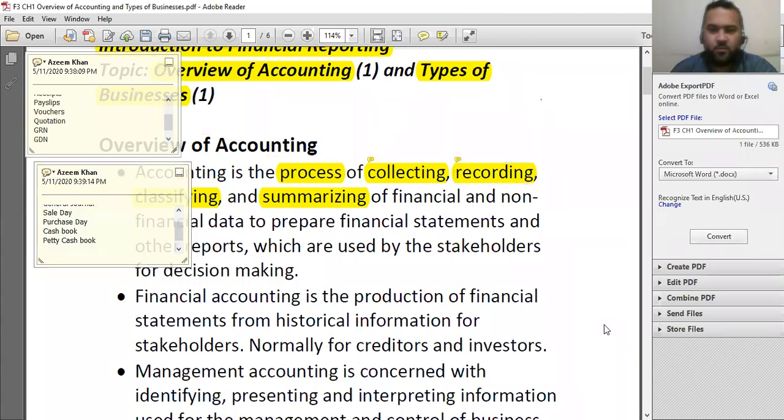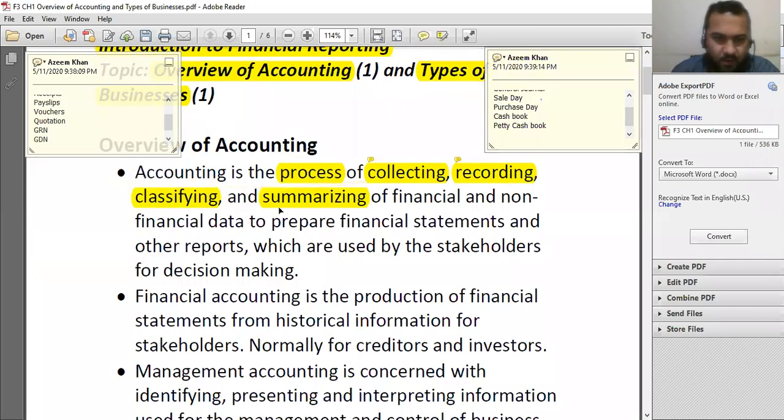Okay, so next one, after the recording, we will move to the classification. Now if you look at the recording phase, we are generally recording each and every transaction. But if we need to find out details about a specific item, I cannot get that from the daybook.